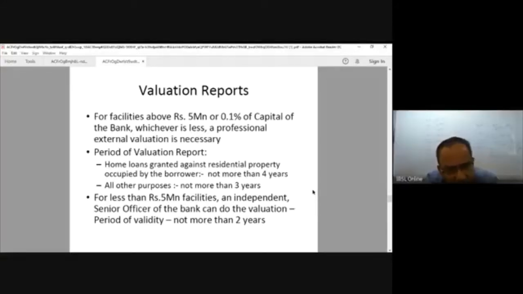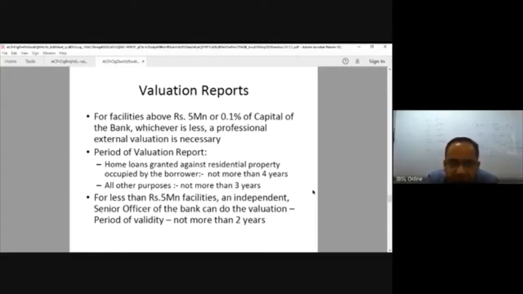So any property we take as security for this, professional valuation is necessary, right? The regulation is that for facilities above 5 million or 0.1% of the capital of the bank, whichever is less. That means 5 million, right? If the capital of the bank is such that 0.1% comes to less than 5 million, then that amount.